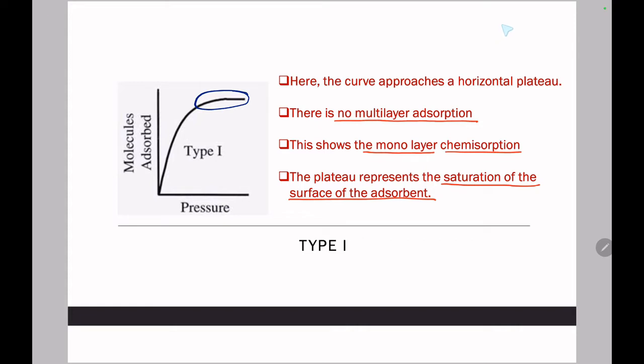This may be visualized as follows. Suppose this is the surface of an adsorbent, and the adsorbate molecules will be adsorbed on the surface of this adsorbent like this. Once the monolayer is complete, there is no further adsorption. That is, the saturation limit is reached. This is the case that we see by the plateau of the curve.